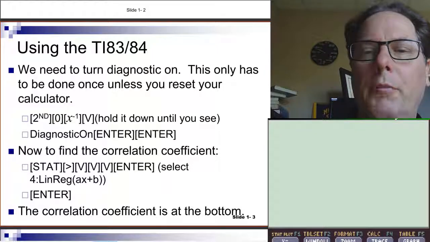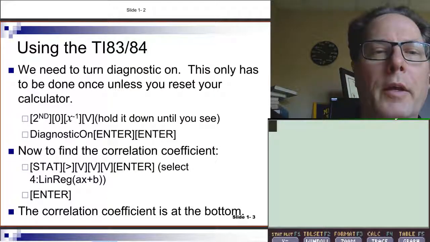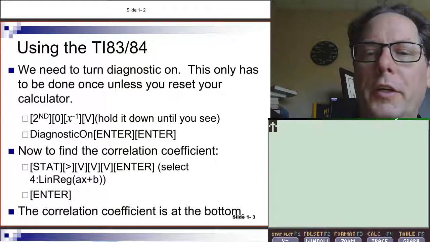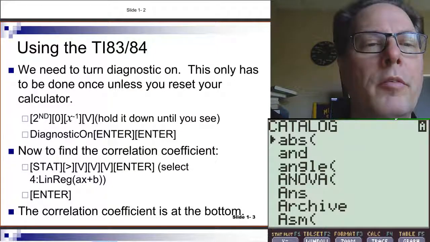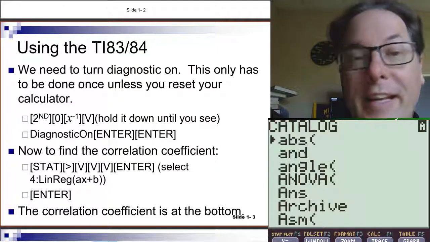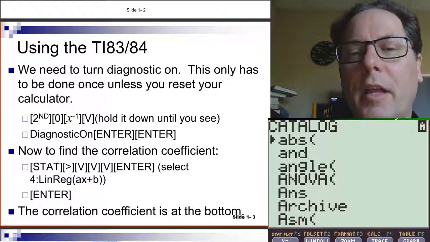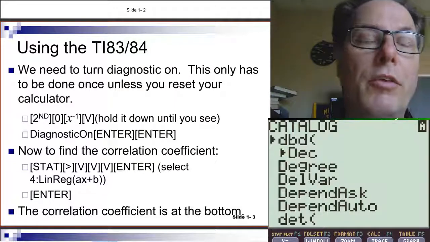To find the diagnostic on, you have to go to the catalog menu. The catalog menu is second function 0. Takes you to the catalog menu. That's what I mean by this second 0 over here. Now you want to get down into the D's, so you've got to press X to the -1 power. It's over here, and gets you down into the D's of the menu.